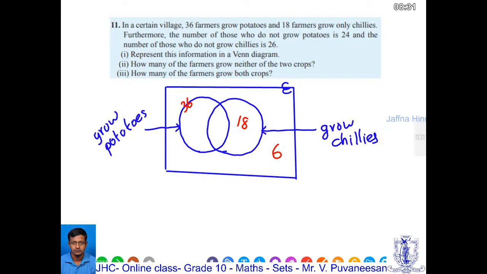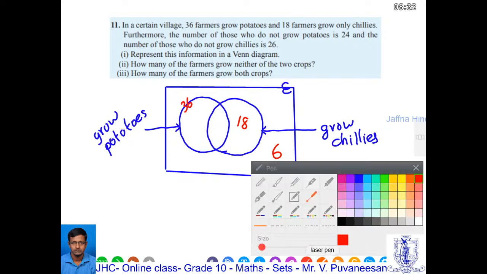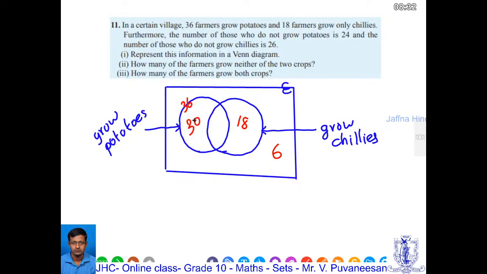And the number of those who do not grow chilies is 26. Those who do not grow chilies, outside this region, is 26. So this region and this region: this is 6, and already we know this is 6. So this is 36 minus 6, 30.